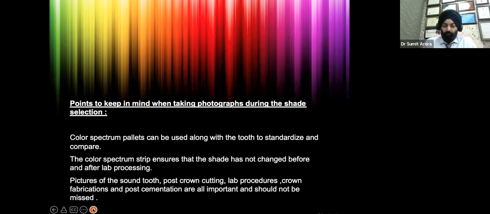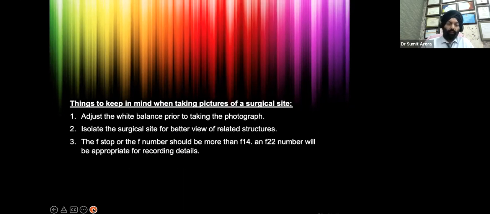Now, points to keep in mind when taking photographs during the shade selection. Color spectrum, or you can say shade guide, can be used along with the tooth to standardize and compare the color spectrum shift, to ensure that the shade has not changed before and after lab processing. Picture of the sound tooth, post crown cutting, lab procedures, crown fabrication, again which we discussed earlier, is the same standardization, and then use the shade guide to get the accurate photo with proper colors.